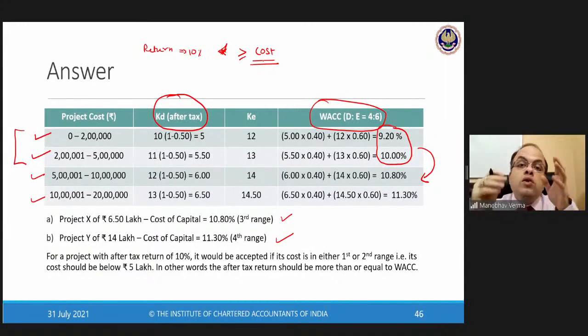So the only two areas where that kind of fits is under the first two categories. That's your project cost, either 0 to 2 lakhs or 2 to 5 lakhs. So that would answer part 2 of the question, guys. And friends, that literally ends our discussion on the cost of capital.